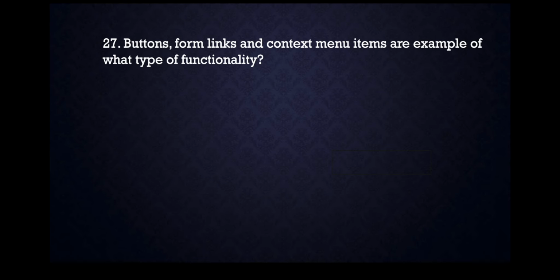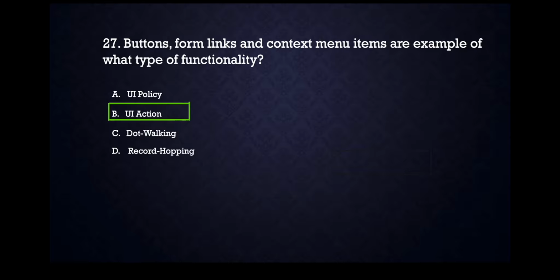Buttons, form links, and context menu items are examples of what type of functionality? So the options are UI policy, UI action, dot walking, record hopping. So the correct answer is UI action. Now let's go to the next question.